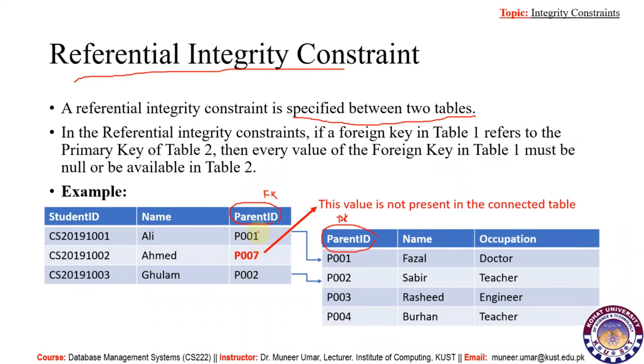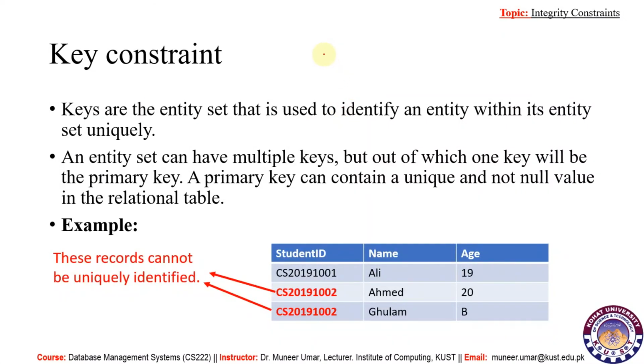Now if we look into this table, here we have a value which is not present in the connected table, so this is wrong. We can either provide null or we must provide a value that is present in the connected table. The last type of integrity constraints is key constraint.